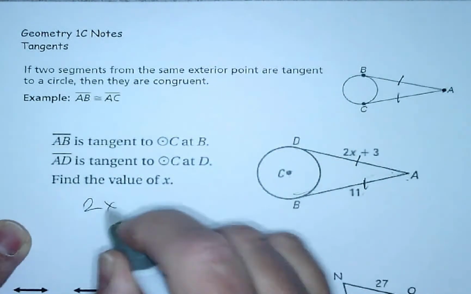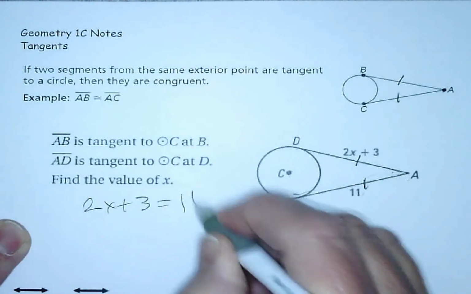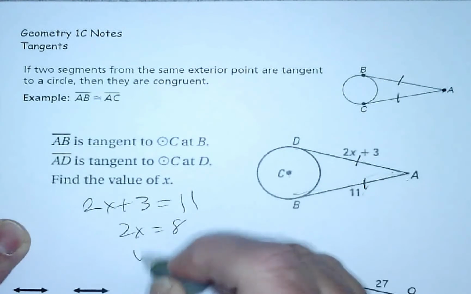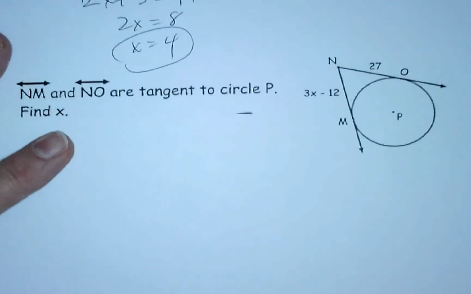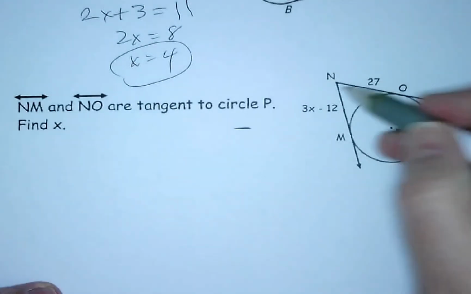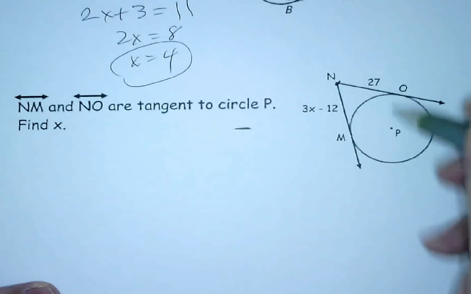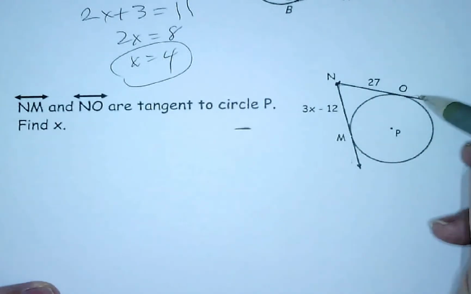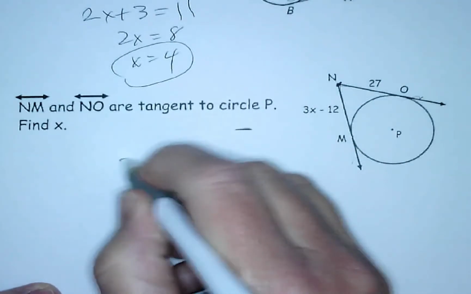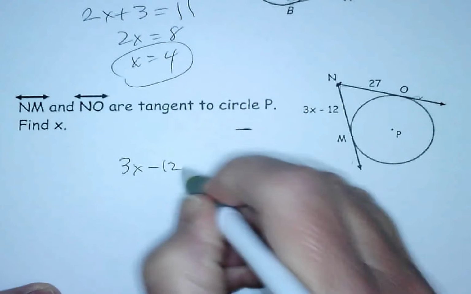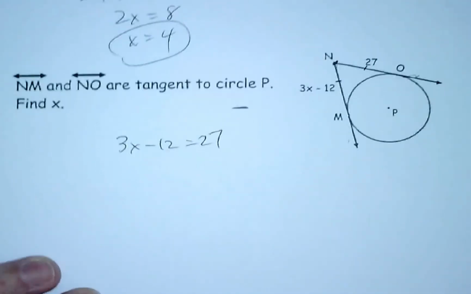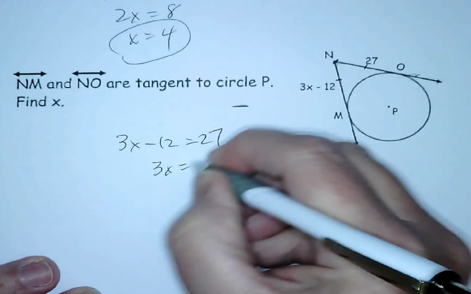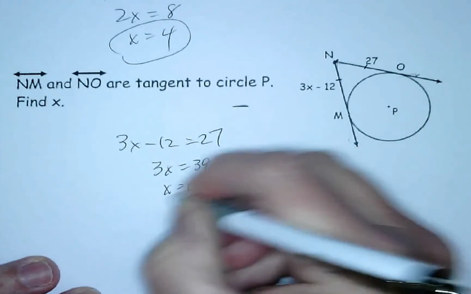So 2x plus 3 has to equal 11. That's all I need to do: set those two equal to each other. The last one here has the same idea. I have a point N out here, an exterior point, with two tangents from that point. They want to know the value of x. I know these two segments are equal to each other. So 3x equals 39, and x equals 13.